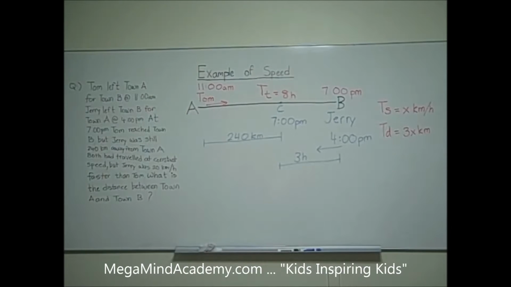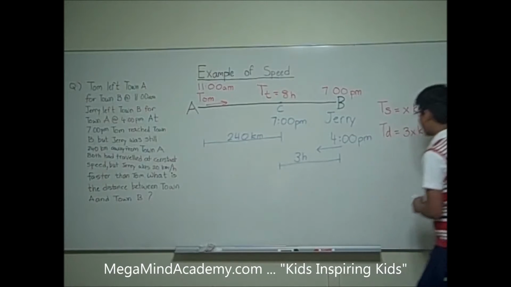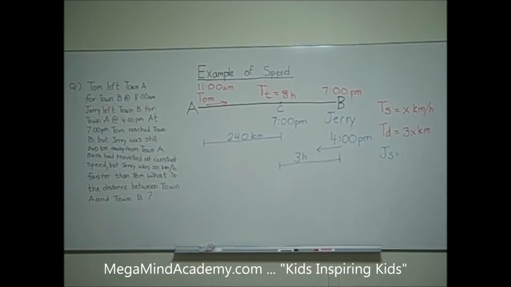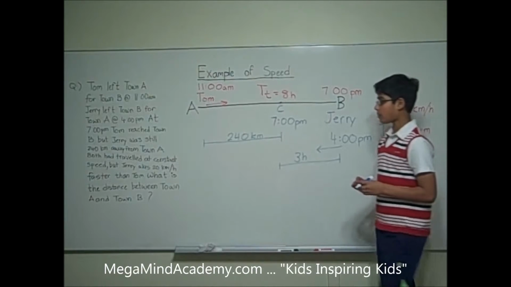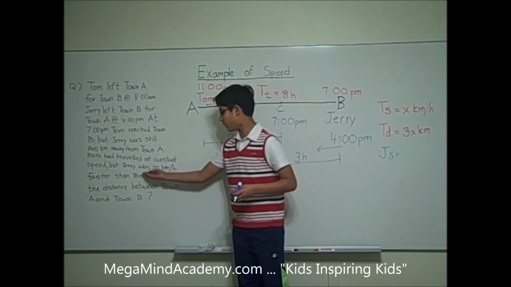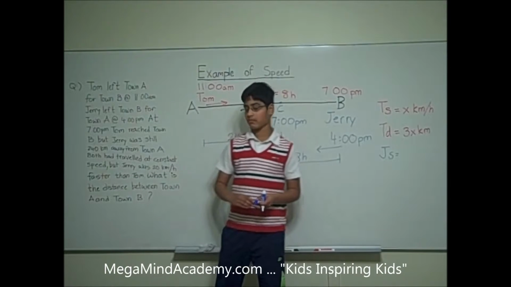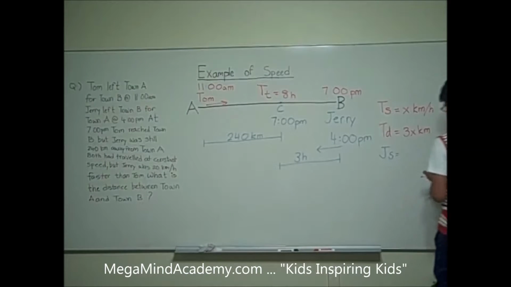So this means that Jerry's speed, JS, is equal to, we know that in the problem it says that Jerry was 20 kilometers per hour faster than Tom. So Jerry's speed is equal to Tom's speed, which is x, plus 20 kilometers per hour.